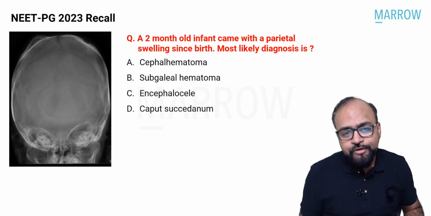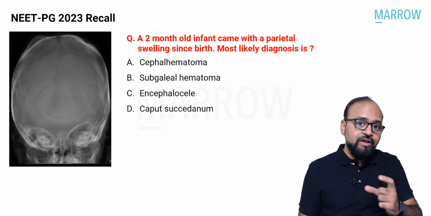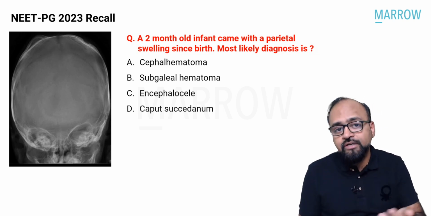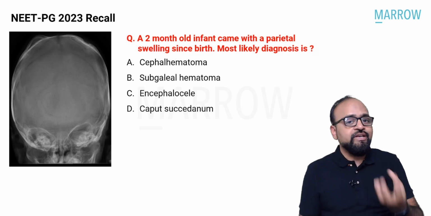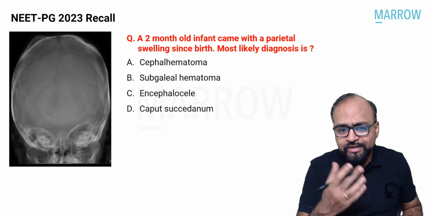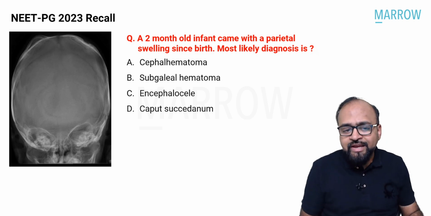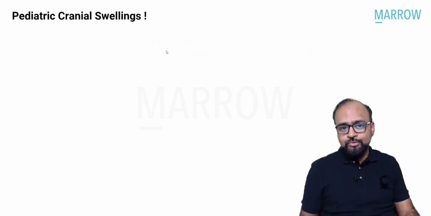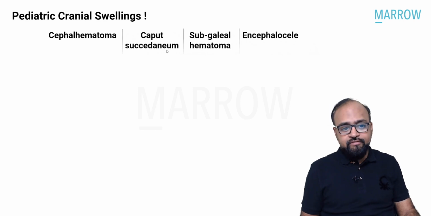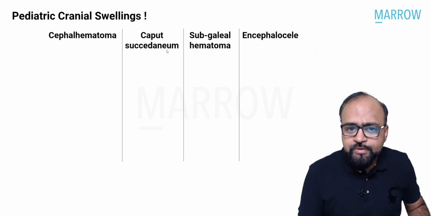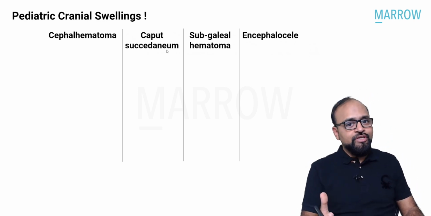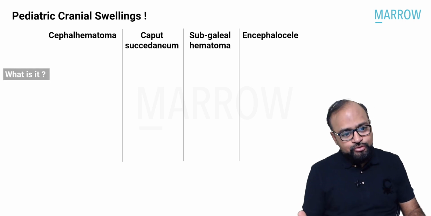Very rarely a skull radiograph is done. Rather, skull radiographs per se nowadays are considered to be obsolete. We advise not to get a skull radiograph done, right? Because it gives us very little information per se. But this was actually an image which was asked in your exam. So let us quickly discuss these pediatric head swellings per se, or cranial swellings: cephalohematoma, caput succedaneum, subgaleal hematoma, and cephalocele. Let us try and distinguish between them. Let us quickly discuss what they are, and then we will go to the question and what the diagnosis was.